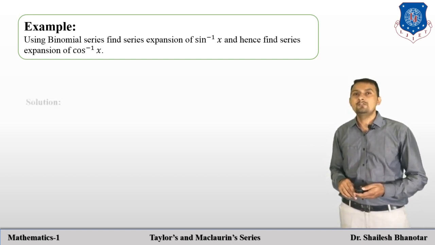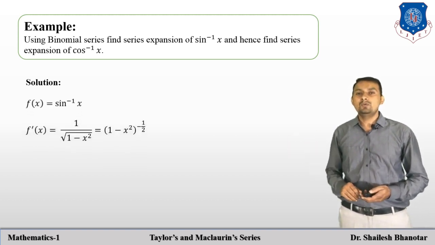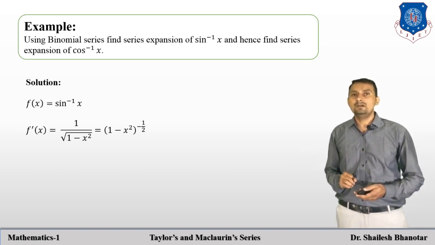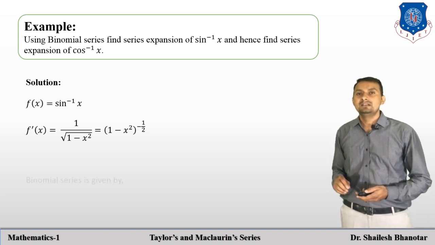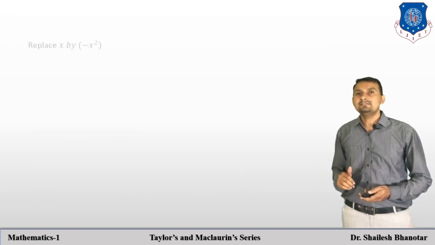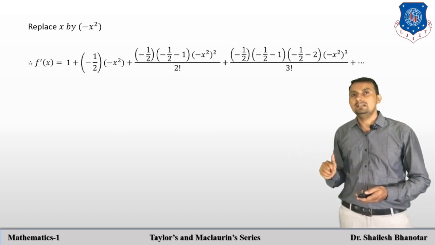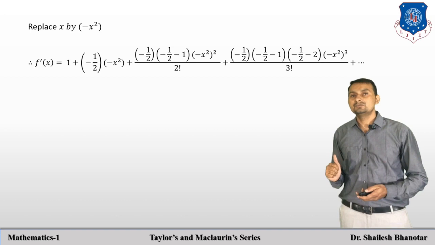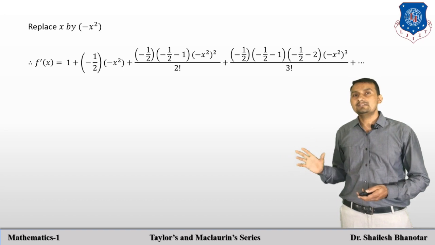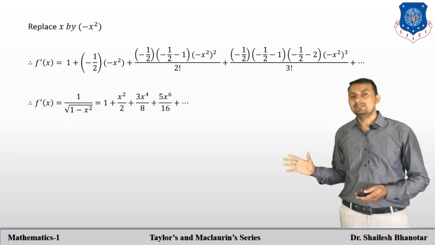So first, f of x is equal to sin inverse x. And here the first derivative will be 1 divided by under root 1 minus x square, that can be written as 1 minus x square raised to power minus 1 by 2. And this is our binomial expansion and we are using this form. So first we replace x by minus x square. So here we get f dash x is equal to 1 plus minus 1 by 2 of minus x square plus and so on. After substituting all these values, that means x replaced by minus x square, we get this form, and that is the first derivative.